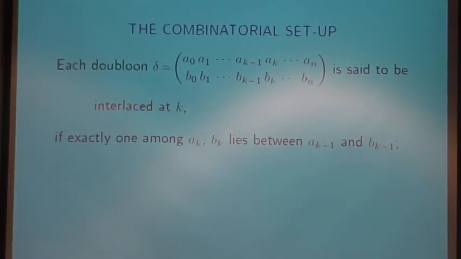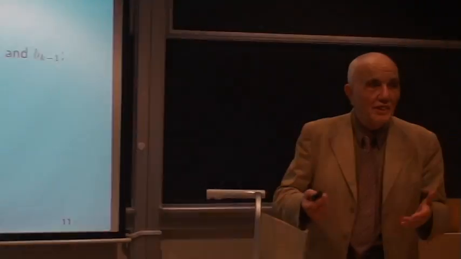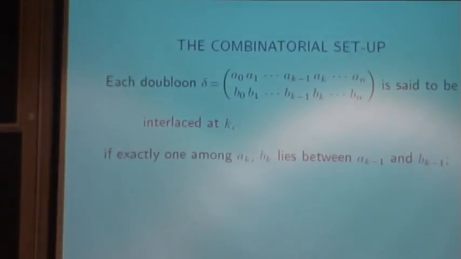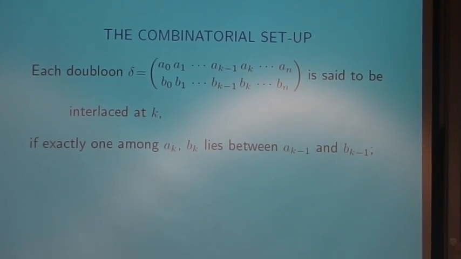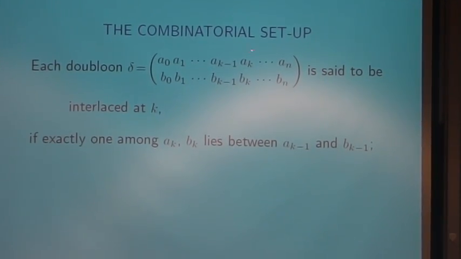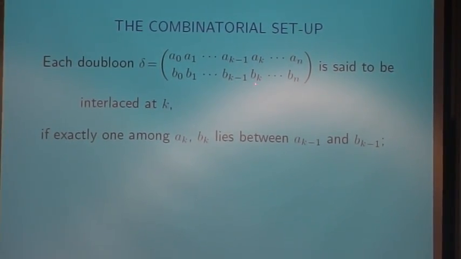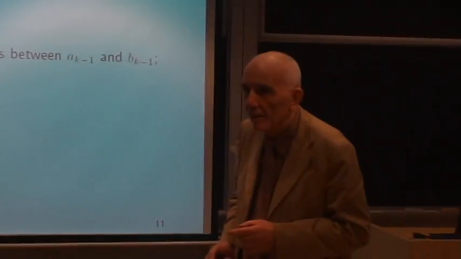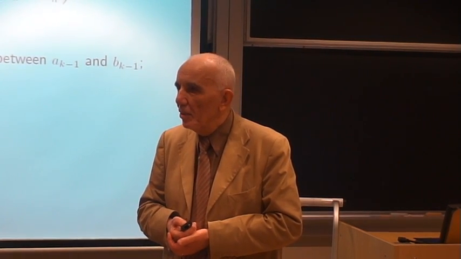And so we first define this concept of interlacedness. We say that this doubloon is interlaced at k if exactly one among A_k or B_k lies between the previous ones. So either we have A_k between those two integers or B_k between those two integers. When we say between, we take the natural order into account. Yes, very good, the natural order.